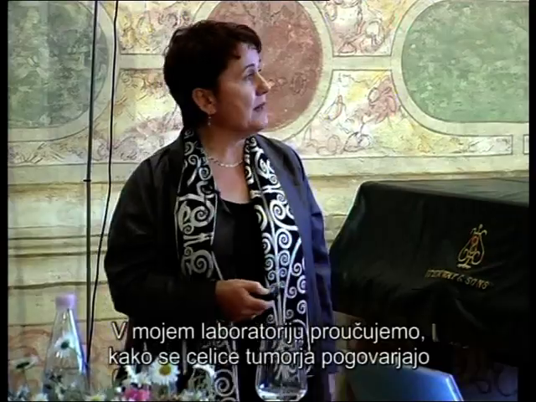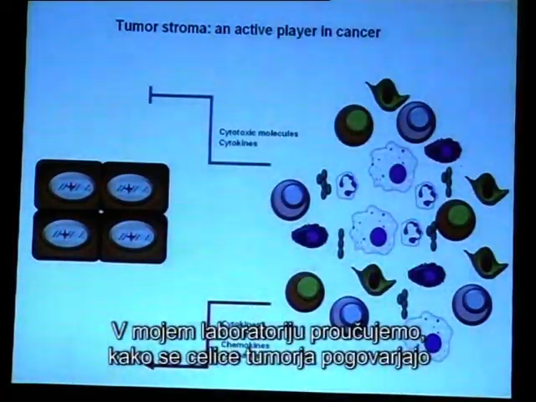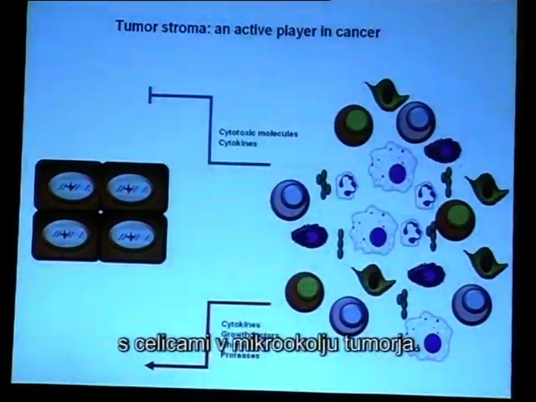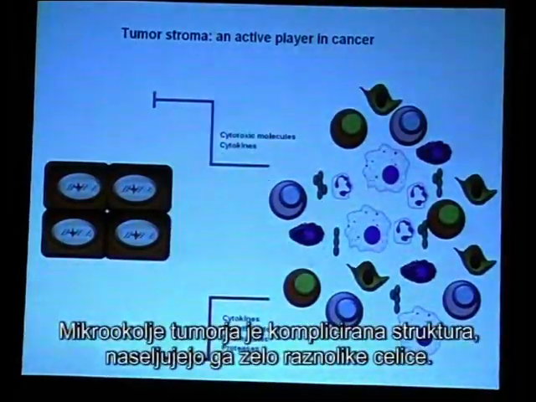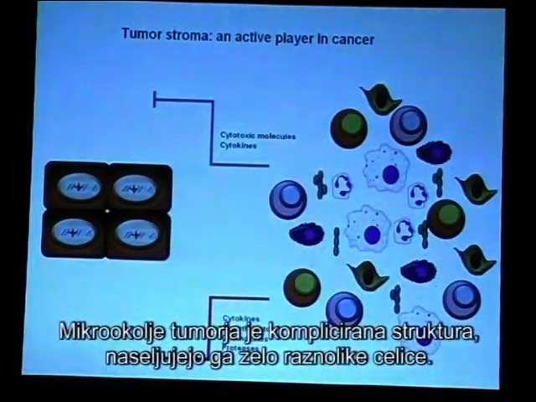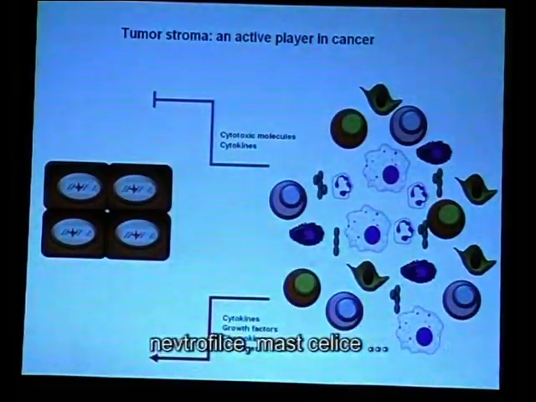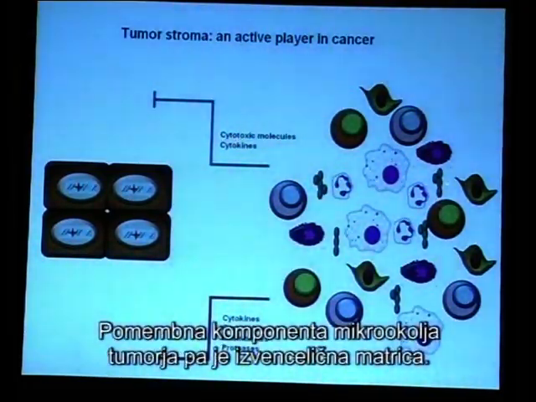So in my lab, we are studying how tumor cells talk to the cells that are present in the tumor microenvironment. Tumor microenvironment is a complicated structure. It's populated by a variety of cells. This is how I indicate macrophages. You find T cells, you find B cells, neutrophils, mast cells. An important component of the tumor microenvironment is extracellular matrix.